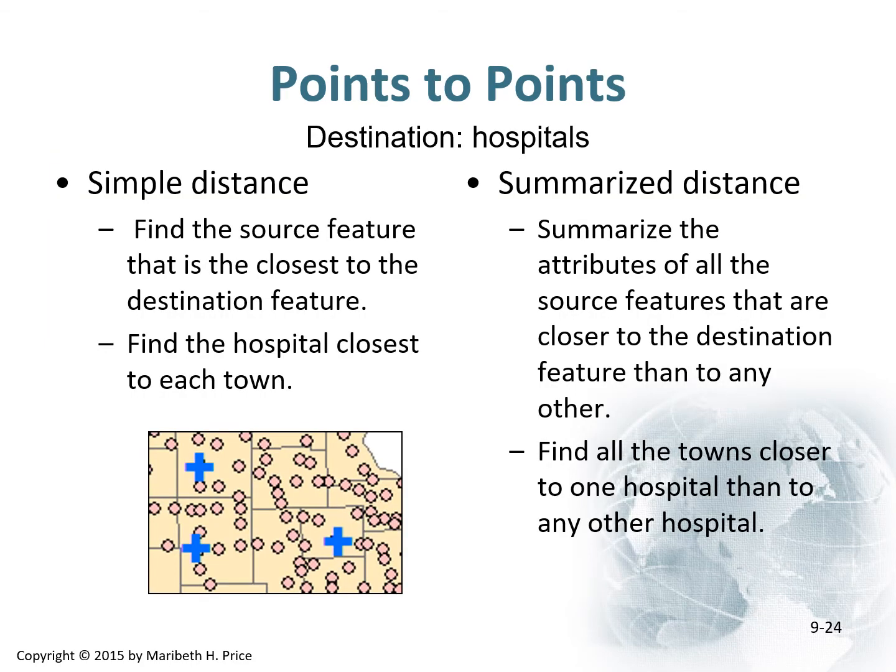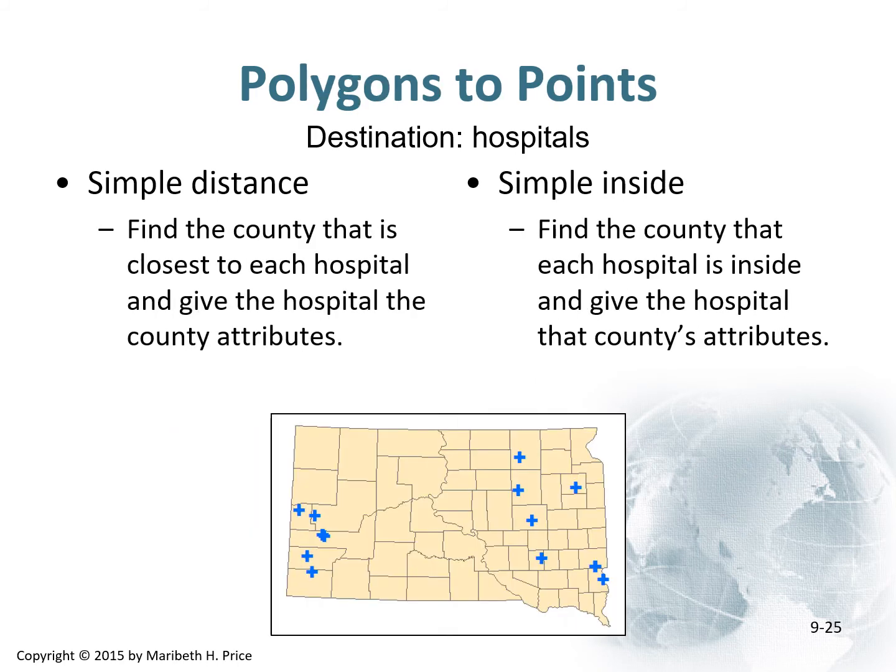So let's look at points to points. Destinations, hospitals, simple distance: find the source feature that's closest to the destination, hospitals to towns. Summarized: all the towns that are closest to each hospital. Makes sense. Polygons to points, simple distance: find the county that's closest to each hospital and give the hospital the county attributes. One county to one hospital, no big deal. What about a simple inside join? Find the county that each hospital is inside and give it that attribute.